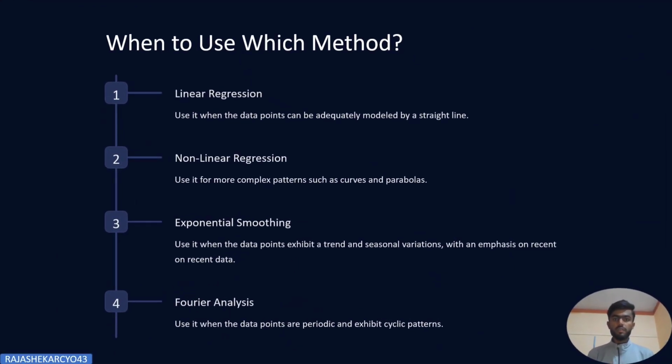When to use which method? Linear regression: use it when the data points can be adequately modeled by a straight line. Nonlinear regression: use it for more complex patterns such as curves and parabolas. Exponential smoothing: use it when the data points exhibit a trend and seasonal variations with an emphasis on recent data. Fourier analysis: use it when the data points are periodic and exhibit cyclic patterns. These are the four types.